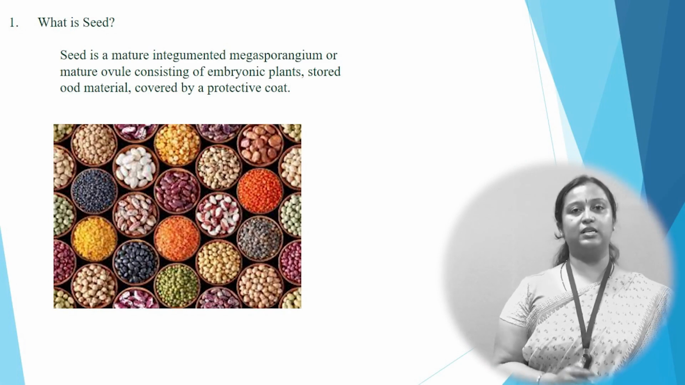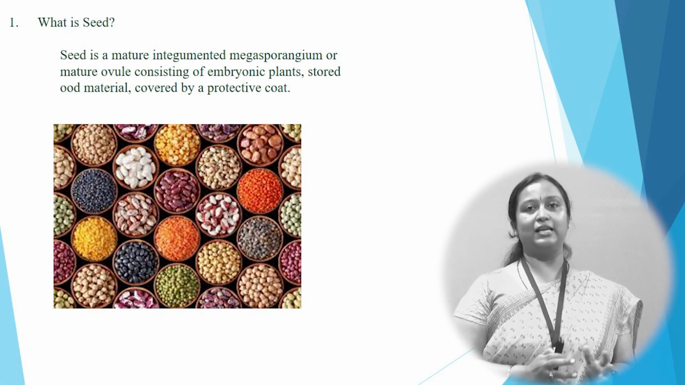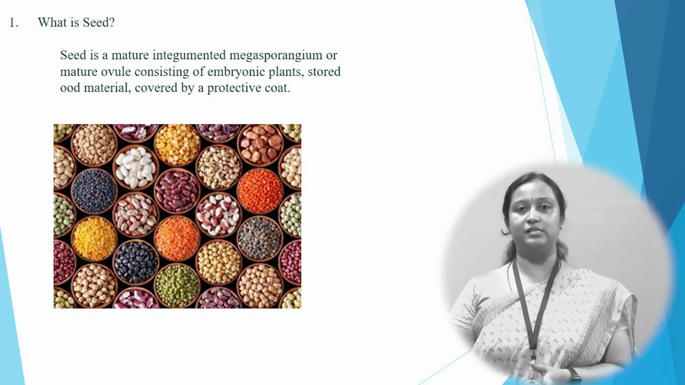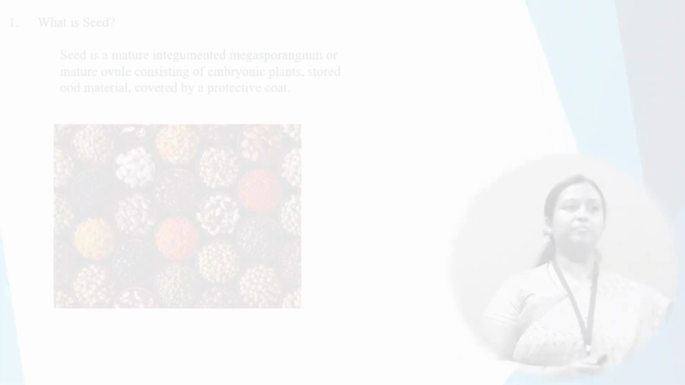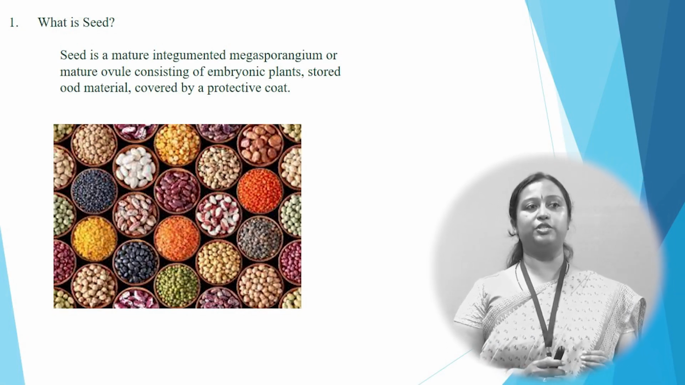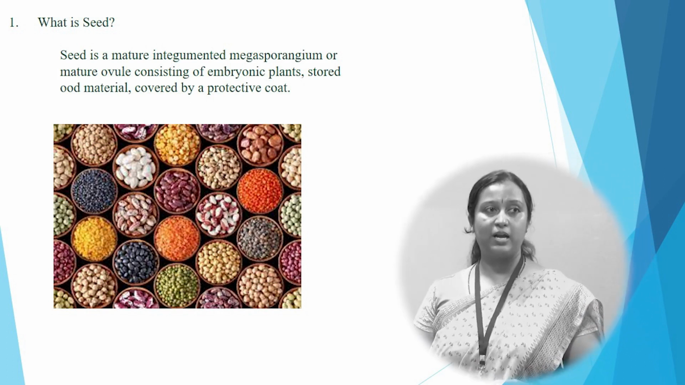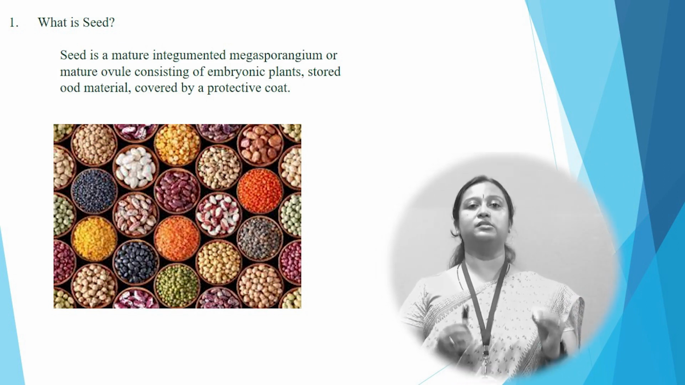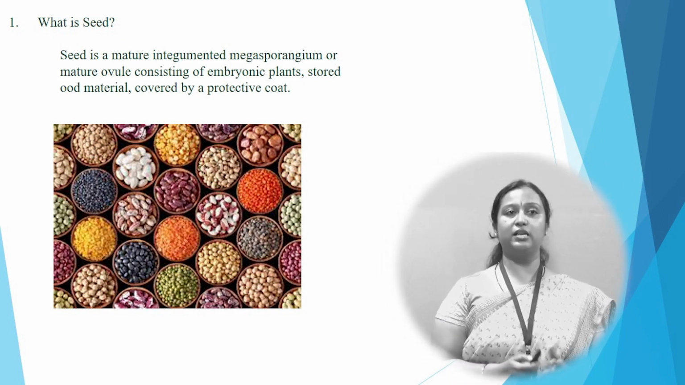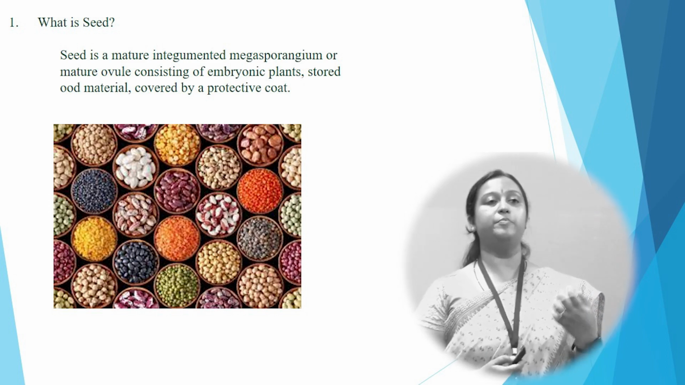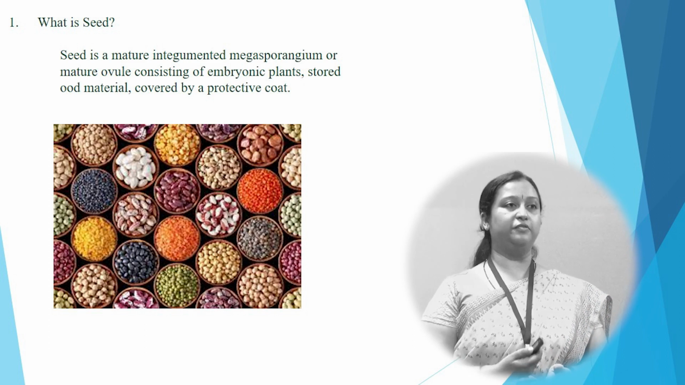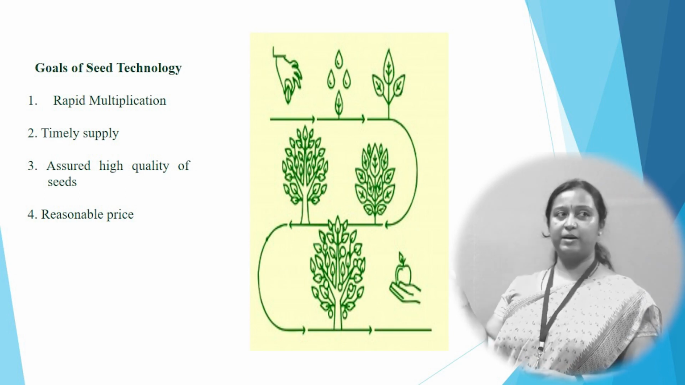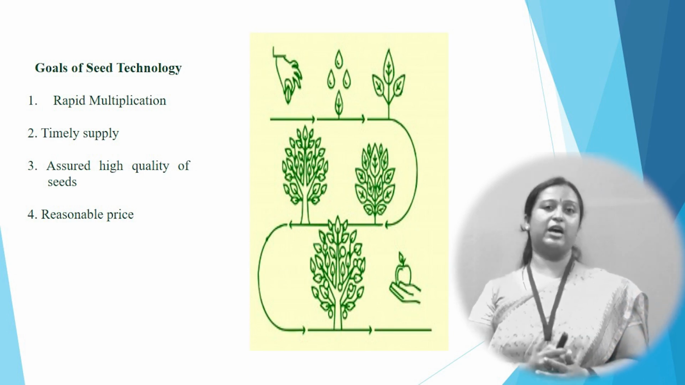Before going to the topic, there are some basic aspects which we need to glance upon before diving into the actual topic. First, we'll be discussing what is a seed. A seed is defined as a mature integument megasporangium or mature ovule, which consists of an embryonic plant and stored food material, and is covered by a protective coat. This is called a complete seed. Seeds are of different sizes and colors, depending on the plant and the variety, and they differ in their structure.